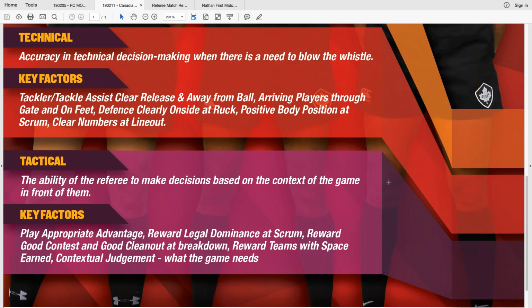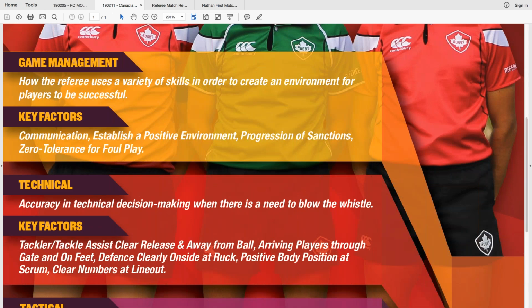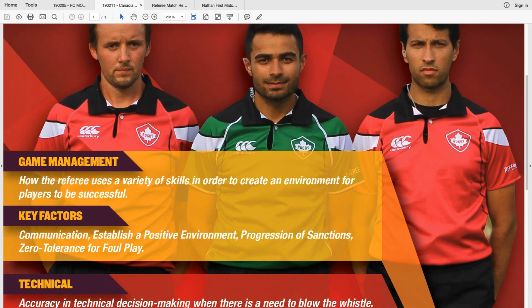And then finally, for our tactical decision-making, we looked at our key factors of playing appropriate advantage, rewarding legal dominance at scrum, rewarding good contest and good clean out at the breakdown, rewarding teams with space that they've earned, and finally, contextual judgment. What does the game need when it comes to decision-making? So those are the nuances of what we believe referees should be working on.